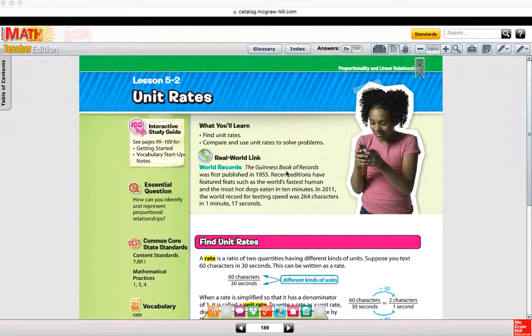Lesson 5.2, unit rates. You are going to find out how to find unit rates and also compare and use unit rates to solve problems. Notice that we have a definition here right in the center of the unit rate. A rate is a ratio of two quantities having different kinds of units. So we have 60 characters in 30 seconds, and that can be written as 60 characters over 30 seconds.